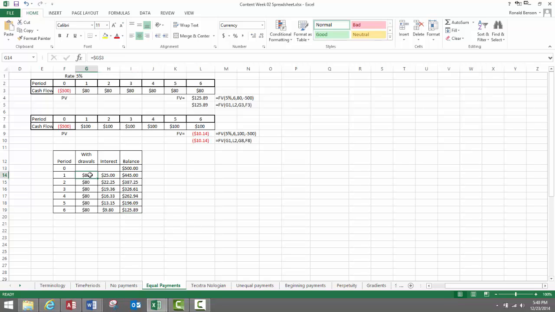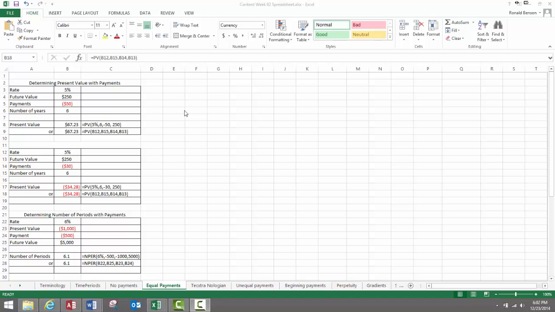If we wanted to change this $80, which is G3, to the $100 in G8, we can change that in one place. And there we are. We have the $10.14. So that illustrates the basic future value function as well as tabulations.